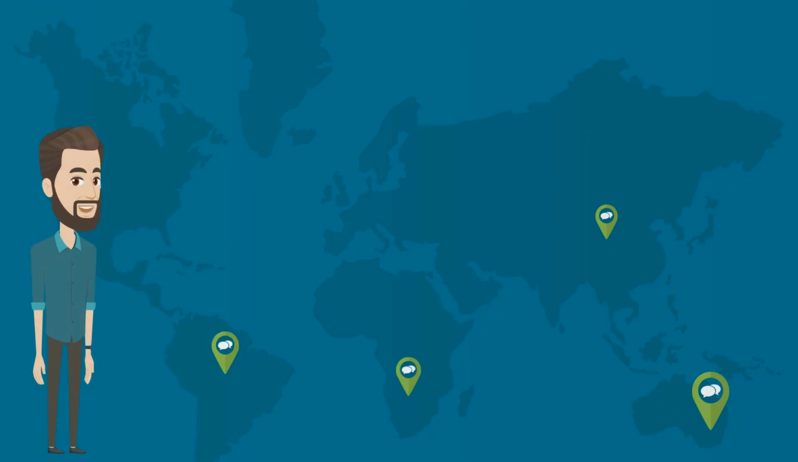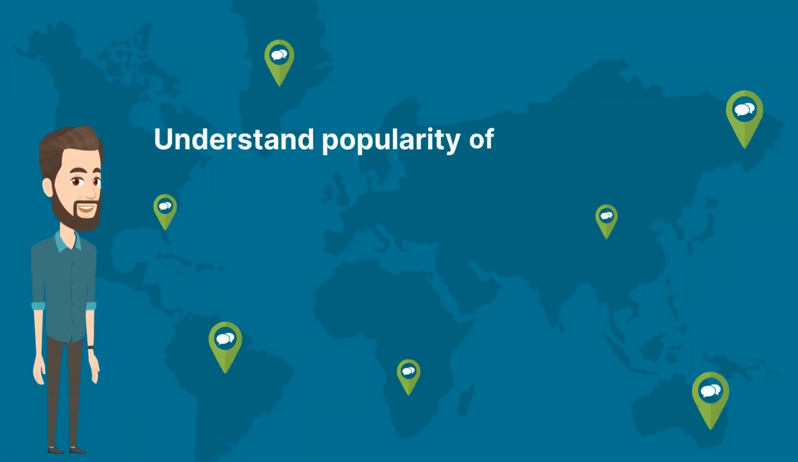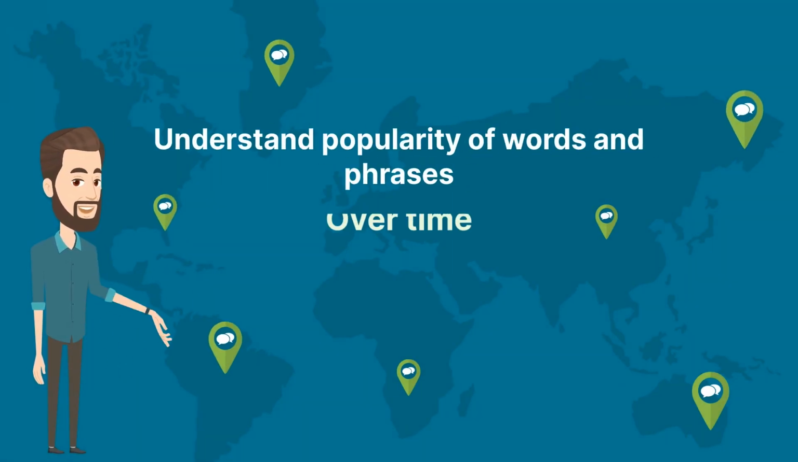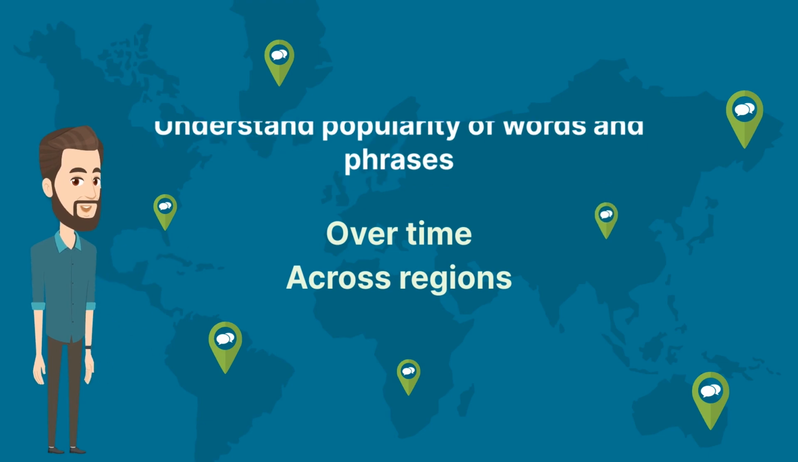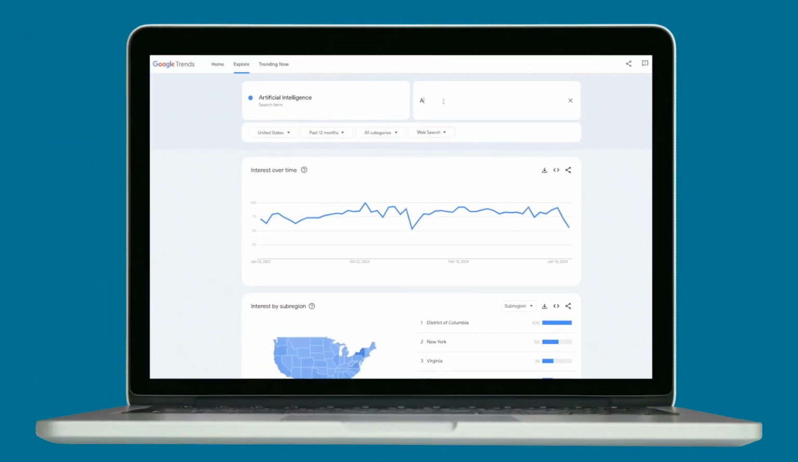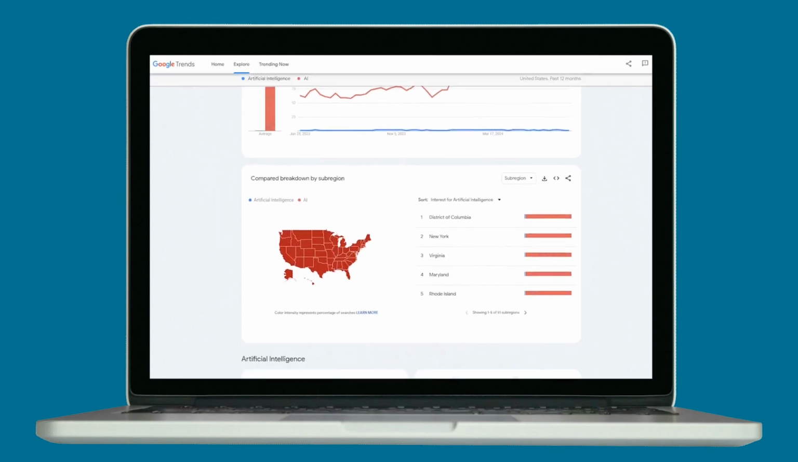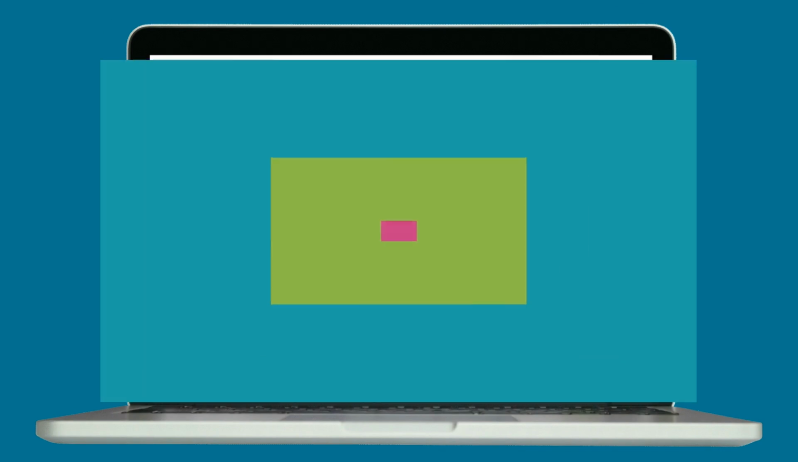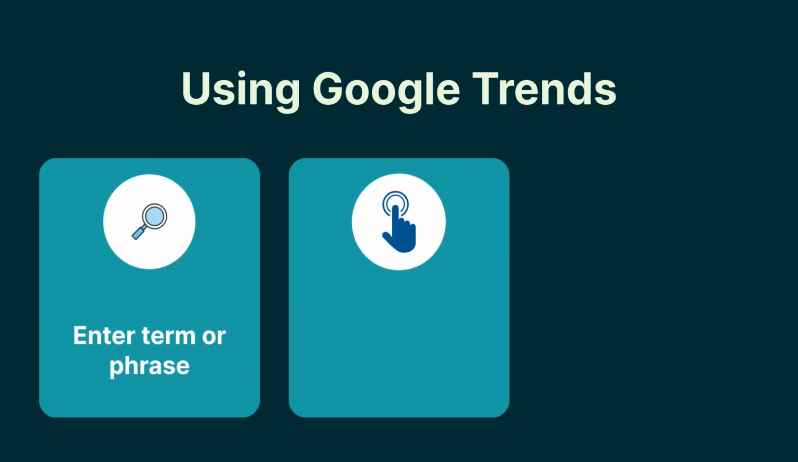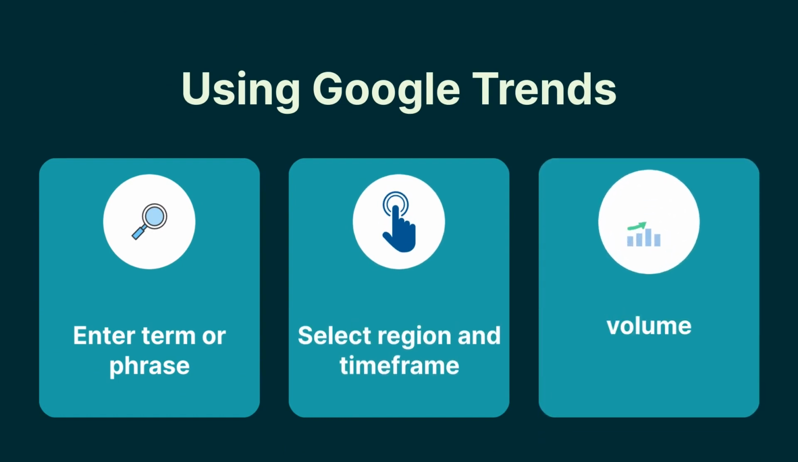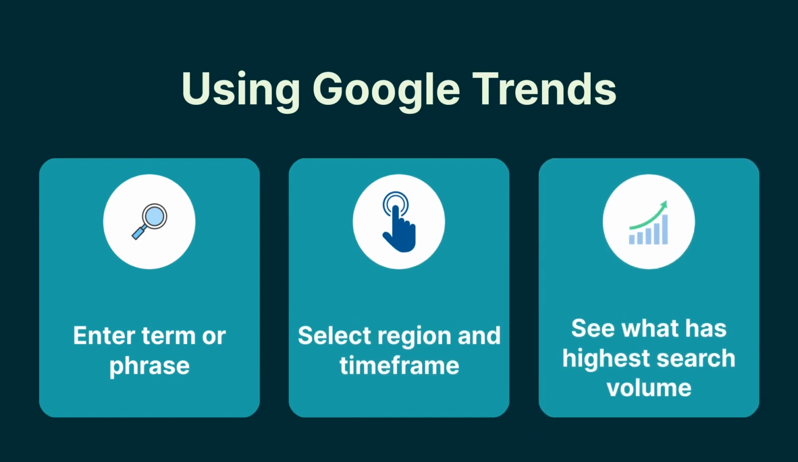Google Trends is a free data analysis tool that lets users instantly understand the popularity of words and phrases over time and across different regions. When writing your press release headline, Google Trends allows you to see what topics and keywords are currently popular and trending with searchers. Simply enter the term or phrase, select a geographic region and time frame, and immediately see which has the highest search volume.